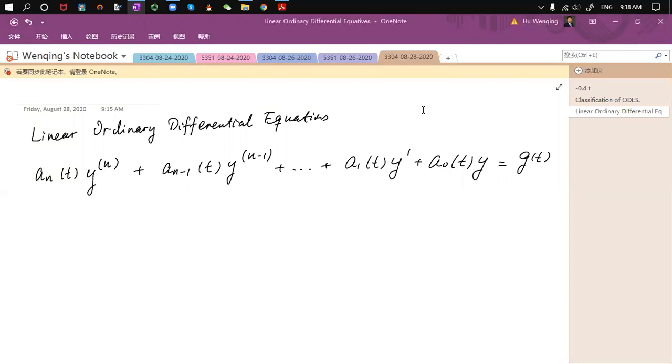Some people might ask, what happens to a0, a1, up to an minus 1, an? Well, these are functions of t, right? These are explicitly given functions of t, including that g. They have nothing to do with the dependency of y in terms of t.